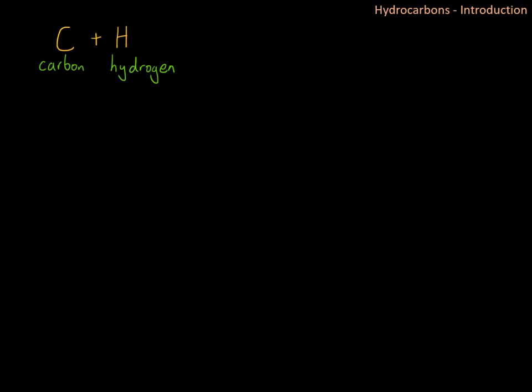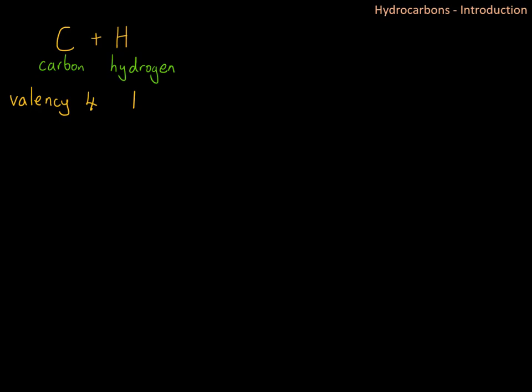Now, to find out how these bond, we need to look at the valency of each. Carbon is in group 4 in your periodic table, so it has a valency of 4. We'll make 4 bonds if you want. Hydrogen will make 1 bond, that's a valency of 1.